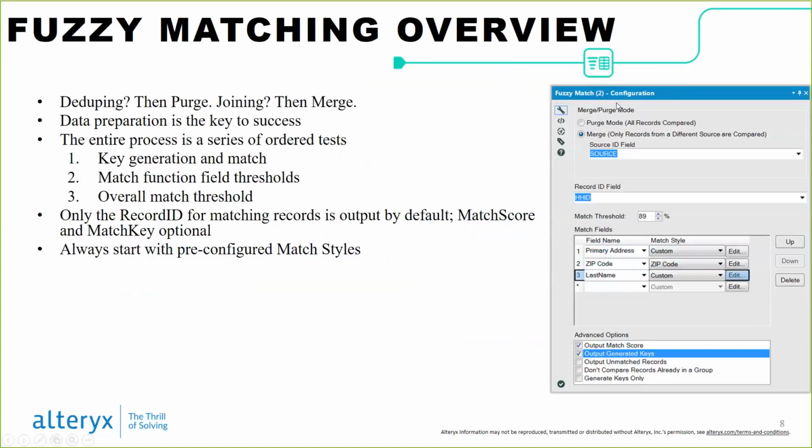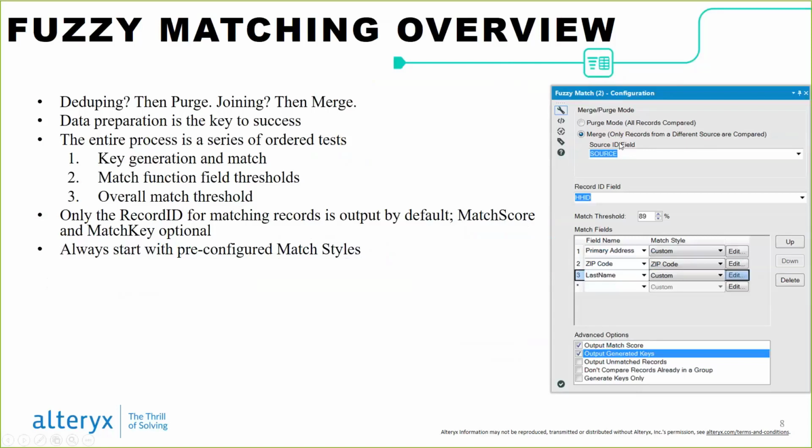So what I'm showing here on this next view is the actual fuzzy match tool itself. There are really 2 different modes that you can use within the fuzzy matching tool. The first one is purge, and the second one is merge. A nice rhyming scheme there.